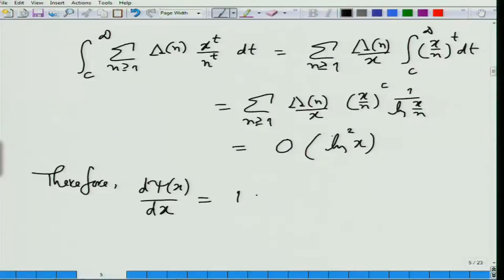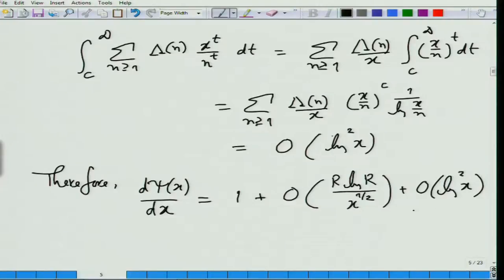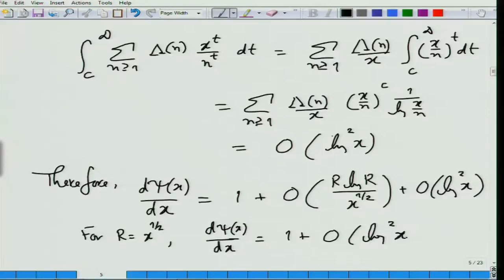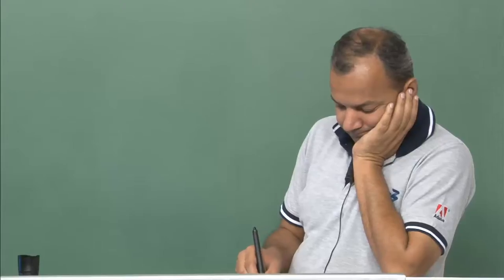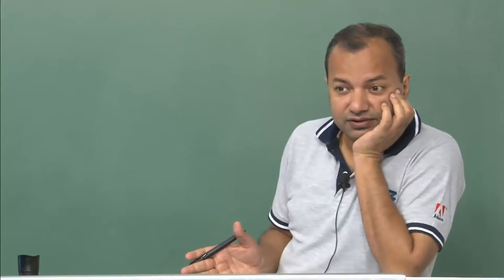is 1 plus. Now, also remember that we are finally plugging in R to be square root x. When you plug in R to be square root x, we simply get the error to be just order log square x. Okay. You agree with me? Is there any question? Okay, good. Got to ask now if there is any doubt. Okay, perfect.